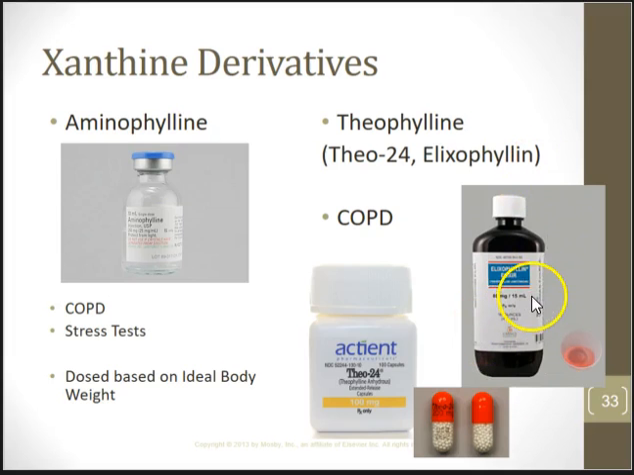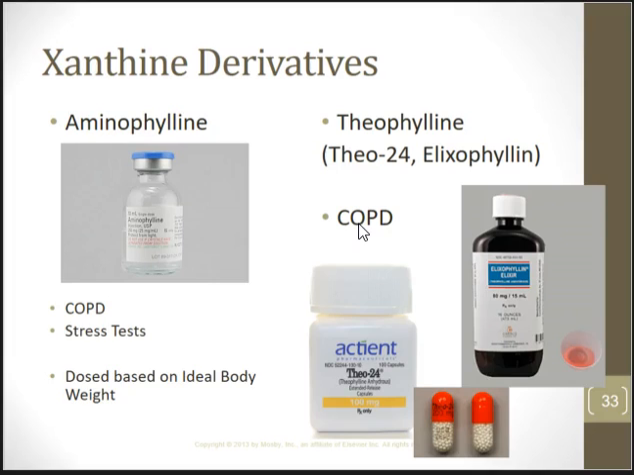Theophylline is the more commonly used drug, and it has several brand names, but the most common are Theo-24 and Elixophyllin. Elixophyllin is an elixir, and Theo-24 is a capsule. We primarily use theophylline for COPD. It can be used for asthma, but it's most often going to be used for COPD.